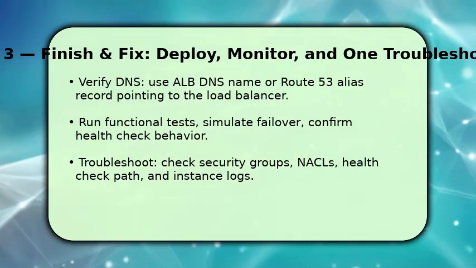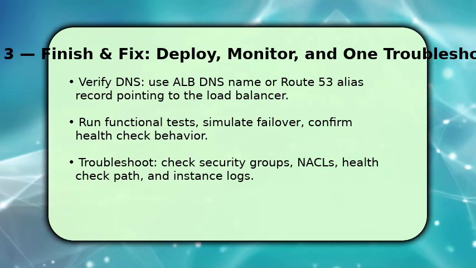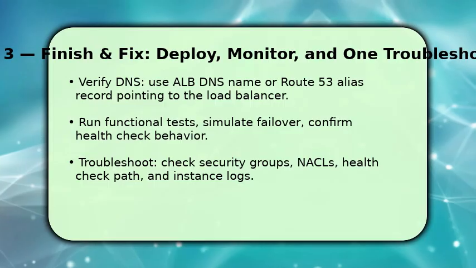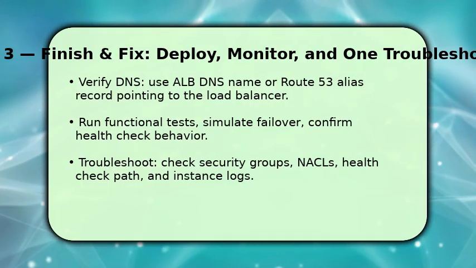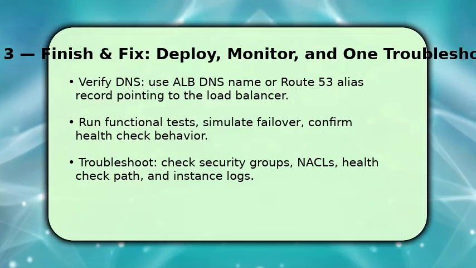Check security groups and NACL, ensure health check path returns 200, review instance application logs, and confirm target registration. Once fixed, retest. This closes the loop and ensures reliable traffic distribution.